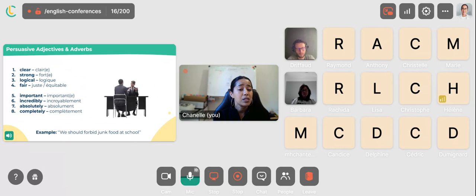You also have persuasive adjectives and adverbs. For example, something is clear, or the argument is strong, it's logical, or it's fair, it's important, or it's incredibly important, absolutely, or completely. An example, we should forbid junk food at school.